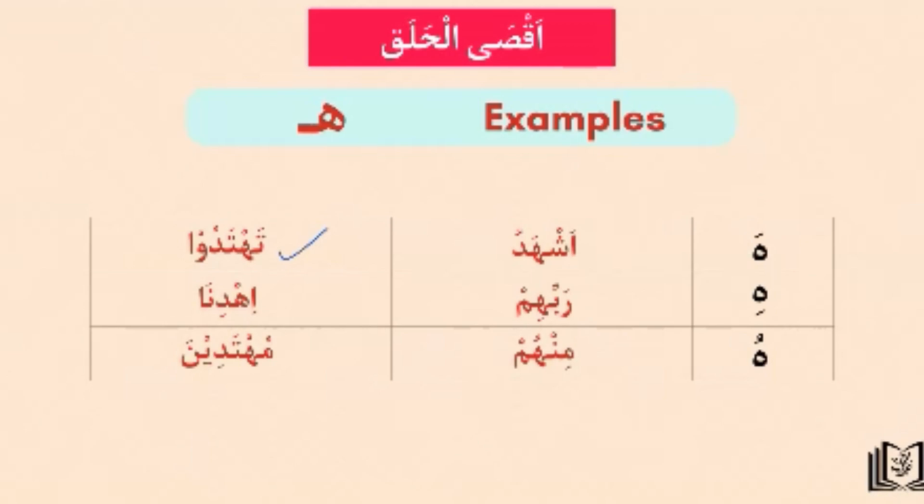Next is tahtadu. Rabbihim. Ihdina. We say ihdina sirat al-mustaqim, right? So this is the same word. The ha comes from the lowest part of your throat.